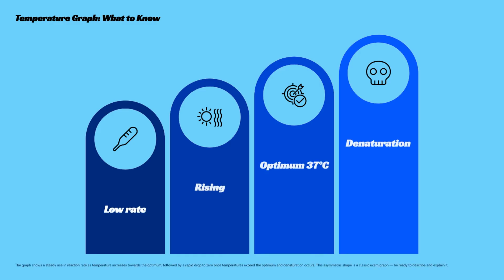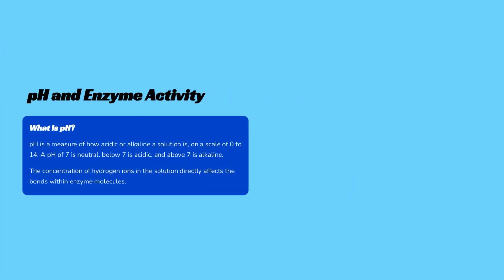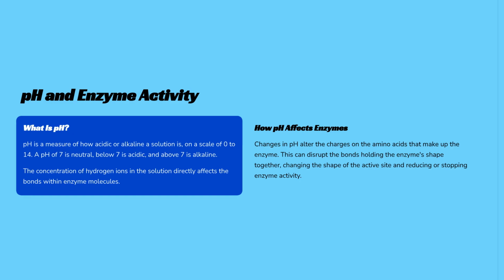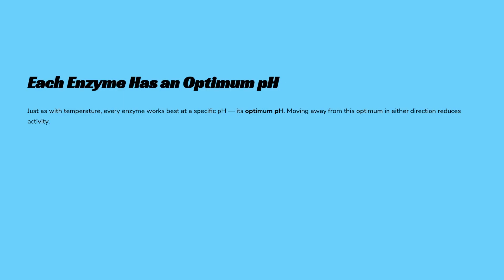The rate starts low, rises steadily to the optimum at 37 degrees Celsius, and then drops rapidly to 0 as denaturation occurs. pH measures acidity or alkalinity. Changes in pH alter the charges on the amino acids, disrupting the bonds that maintain the enzyme's shape. This changes the active site, reducing or stopping activity. Every enzyme has an optimum pH.